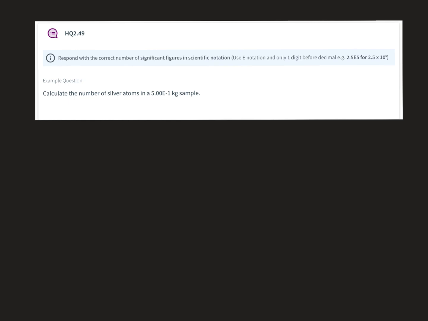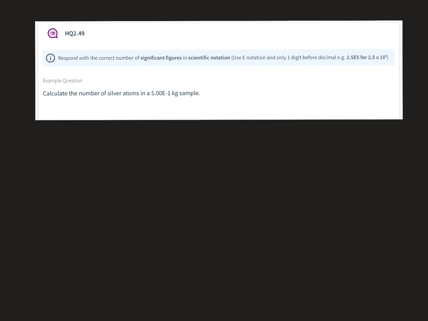Question 49 from Chapter 2 homework. We haven't really started these calculations yet, but there was a question, so I'll get to that question. It was to calculate the number of silver atoms in a 0.5 kilogram sample.